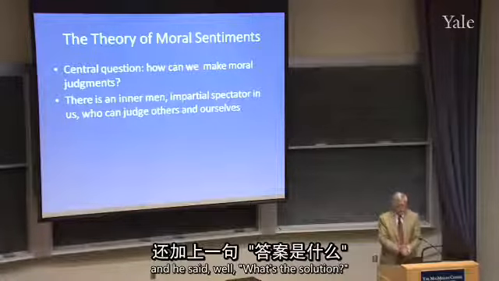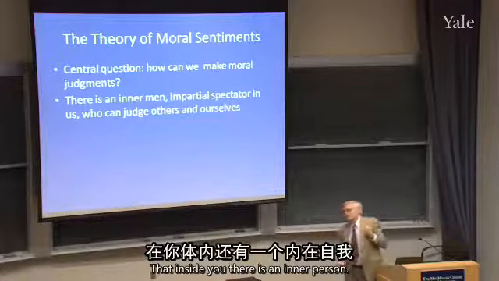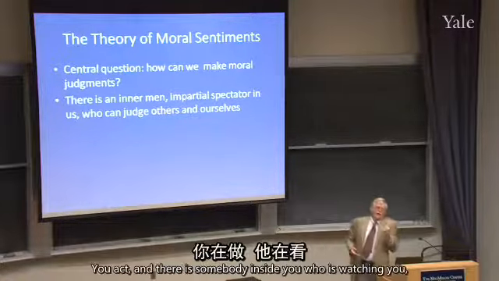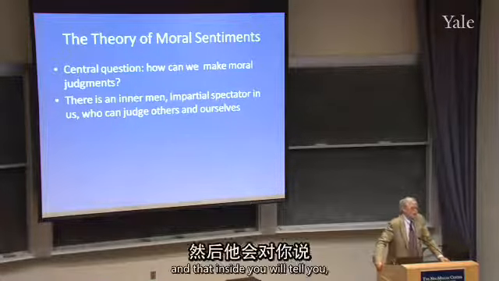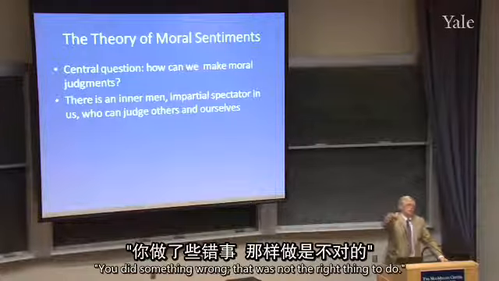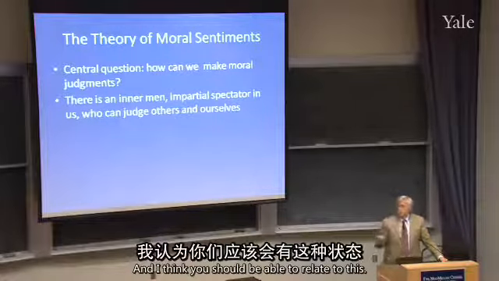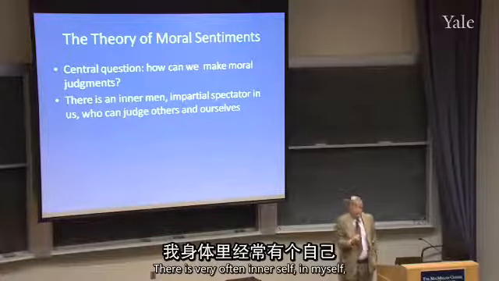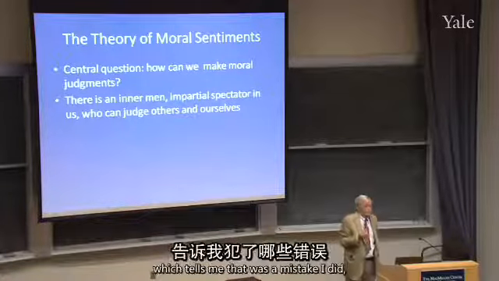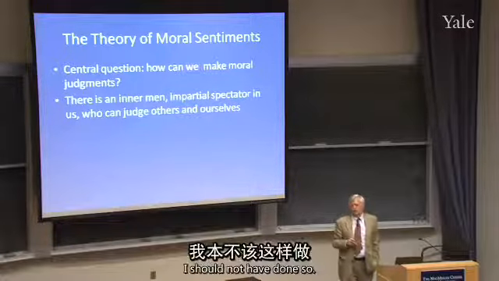And he said, well, what's the solution? That inside you, there is an inner person. You are two people, right? You act, and there is somebody inside you who is watching you. And that inside you will tell you that you did something wrong, that was not the right thing to do. And I think you should be able to relate to this. I can. There is very often an inner self in myself which tells me that was a mistake I made, that was a foolish thing I did, I should not have done so.